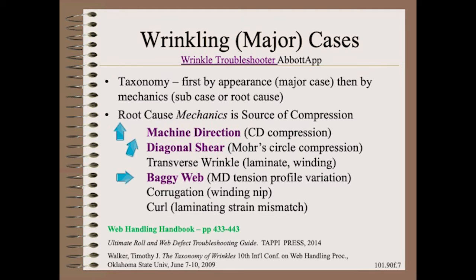Now, after those preliminaries, we are now ready to start troubleshooting. Yippee! It is a two-step process where we first determine major case and then subcase. These 6 major cases comprise 99% of the wrinkles you will ever see. You can tell which major case you have literally at a glance and within seconds. The MD, the diagonal shear, and the baggy web will be 90% of all wrinkles you will ever see. So we will cover those briefly here. The remaining 3 types are detailed elsewhere.